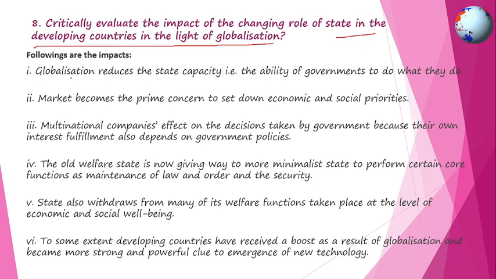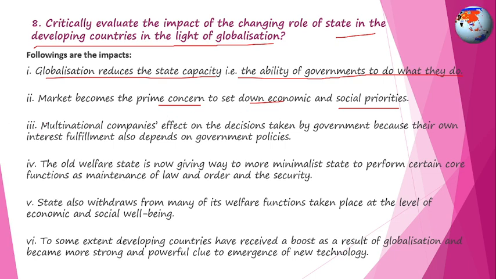Globalization reduces state capacities. It means the ability of governments to do what they do. Simply, you can understand that it reduces the state capacities of the government. And next, the market becomes the prime concern to set economic and social priorities. It means that at present, the market is becoming the prime social as well as economic concern for all people in the world.